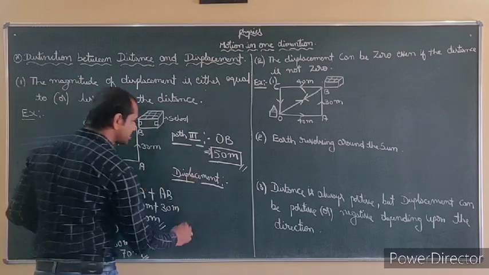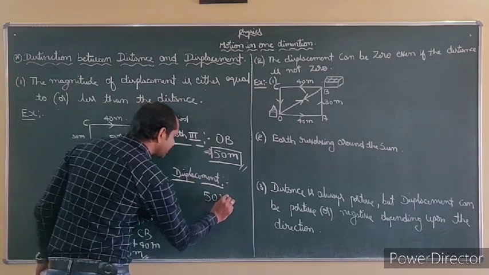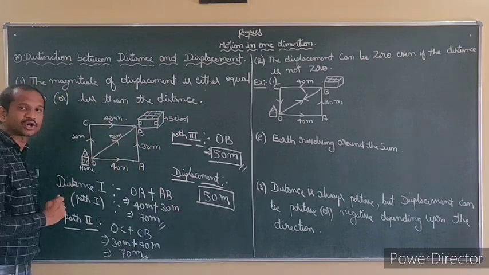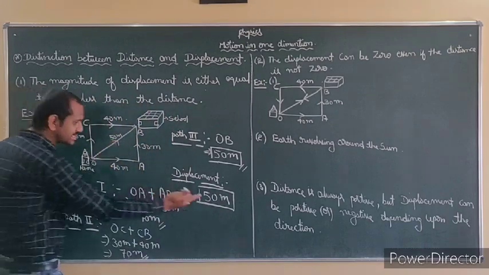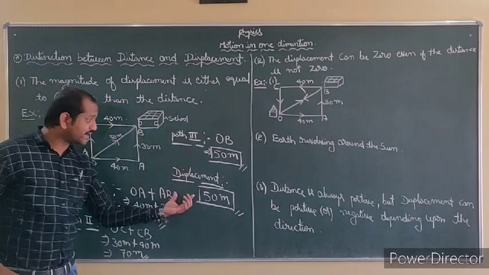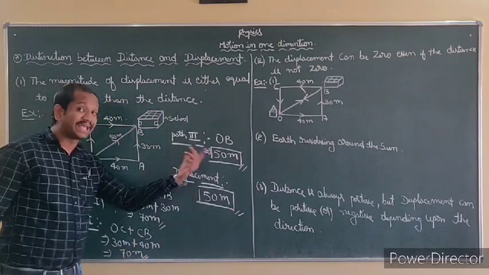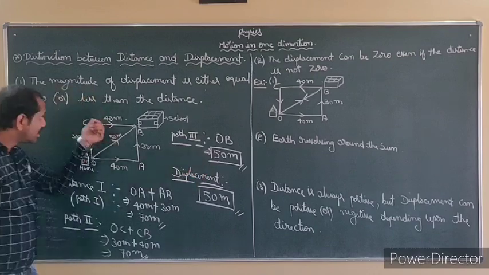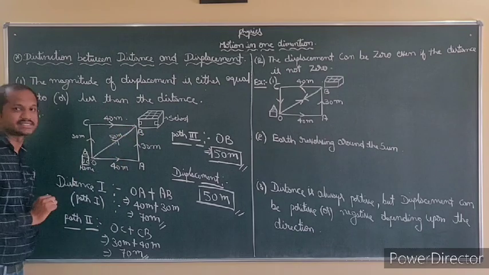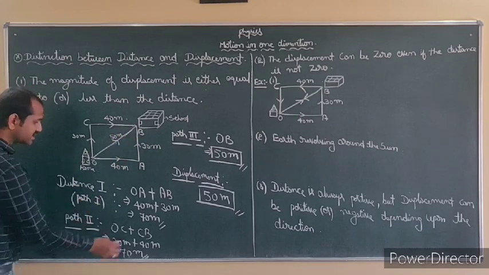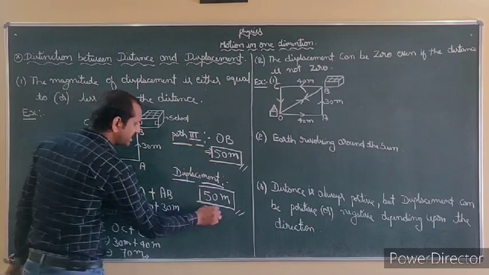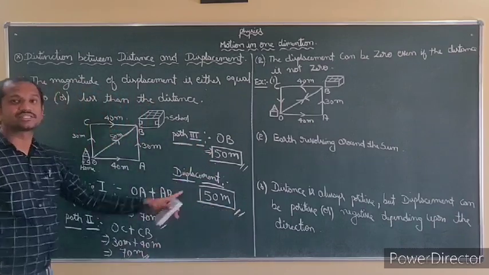So always displacement will be how much? 50 meters. That is the shortest path. Among these three paths, which was the shortest? This is the shortest. So the displacement is always a shortest path. It doesn't mean distance can never be the path of displacement. It can be. It is one among the three paths. OB is also a path. That also could be a distance. Understand? Now distances we have 70 meter and 50 meter. But displacement is only 50 meter because it is shortest.